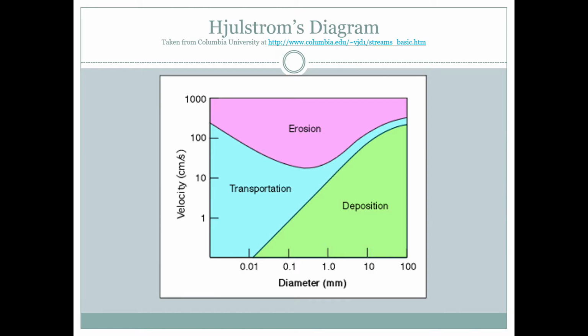This is a Hjulstrom's diagram. This shows you what I said in the last slide about velocity versus particle size. As you can see here, very small particles on the left-hand side of the scale on the x-axis take a lot of velocity to erode, and very large particles on the right-hand side take a lot of velocity to erode. But the sand-sized particles in the middle, from 0.1 millimeter to 1 millimeter, take the least amount of energy. Right? Okay.